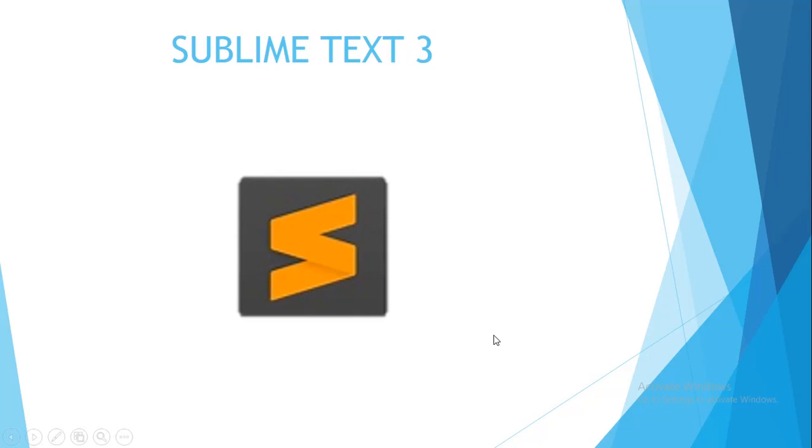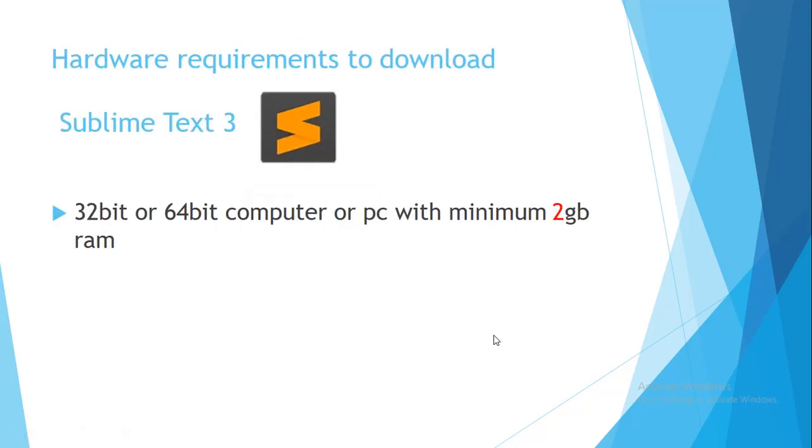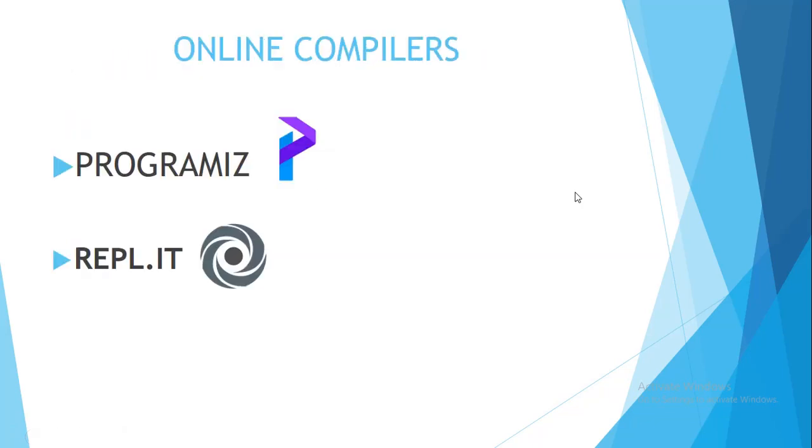The next one is Sublime Text 3. Hardware requirements to download Sublime Text 3 are a 32 or 64-bit computer or PC with minimum 2 GB RAM only. Online compilers. If you are using a smartphone to learn Python, you want to use online compilers. Now I am going to show how to use online compilers.